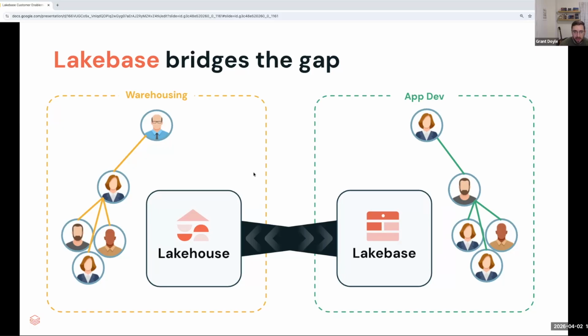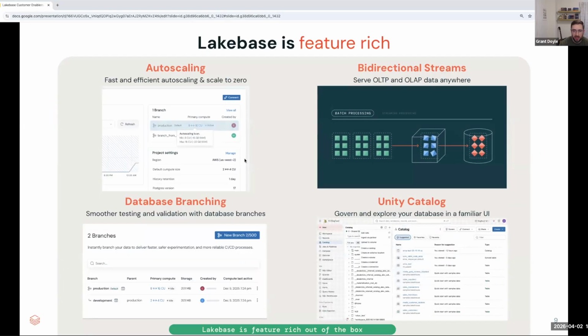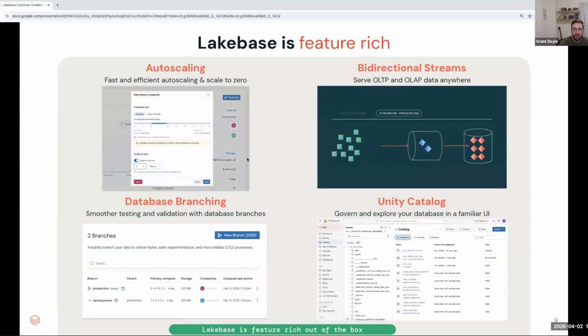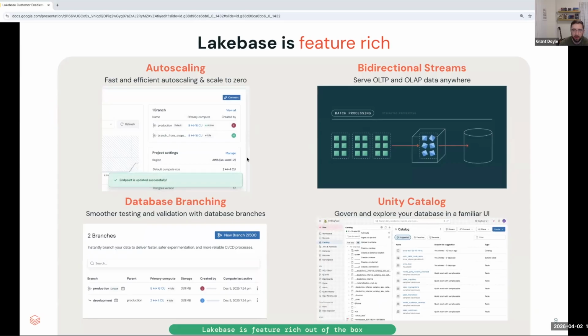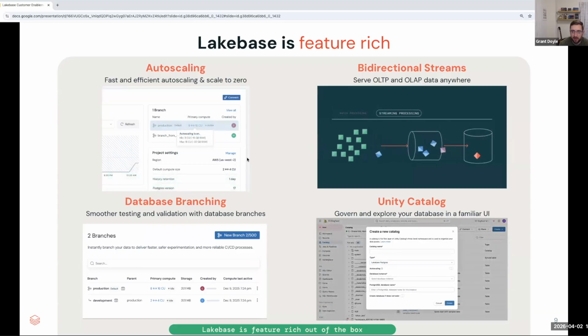So now that you see why Lakebase is valuable, I want to dive into some of the key features that we think separates Lakebase from the rest. I'll touch on these briefly here, and we'll kind of dive into each particular one. One of the key components of Lakebase, particularly with auto-scaling, is the ability to separate the compute and storage.